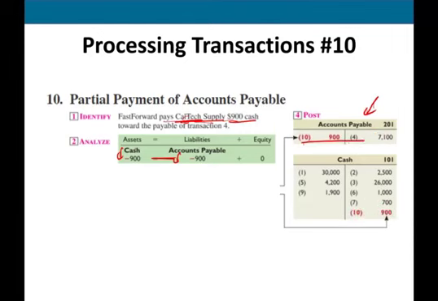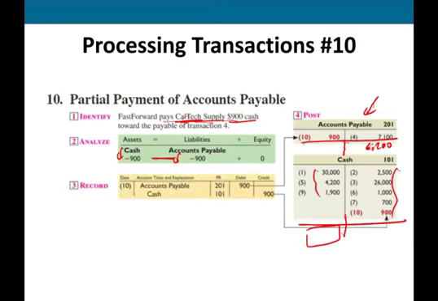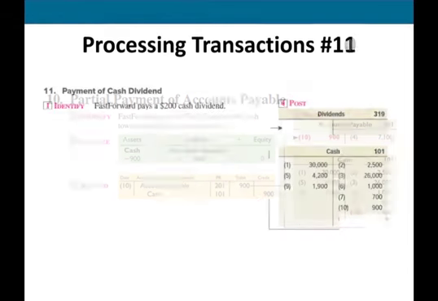Now if I ask you, what is the balance in accounts payable? So how much do I still owe? Well, I still owe $6,200. What's my balance in cash? You add up all the debits, add up all the credits, take the difference, and the difference is a debit. And this is the journal entry. I debit accounts payable, credit cash.